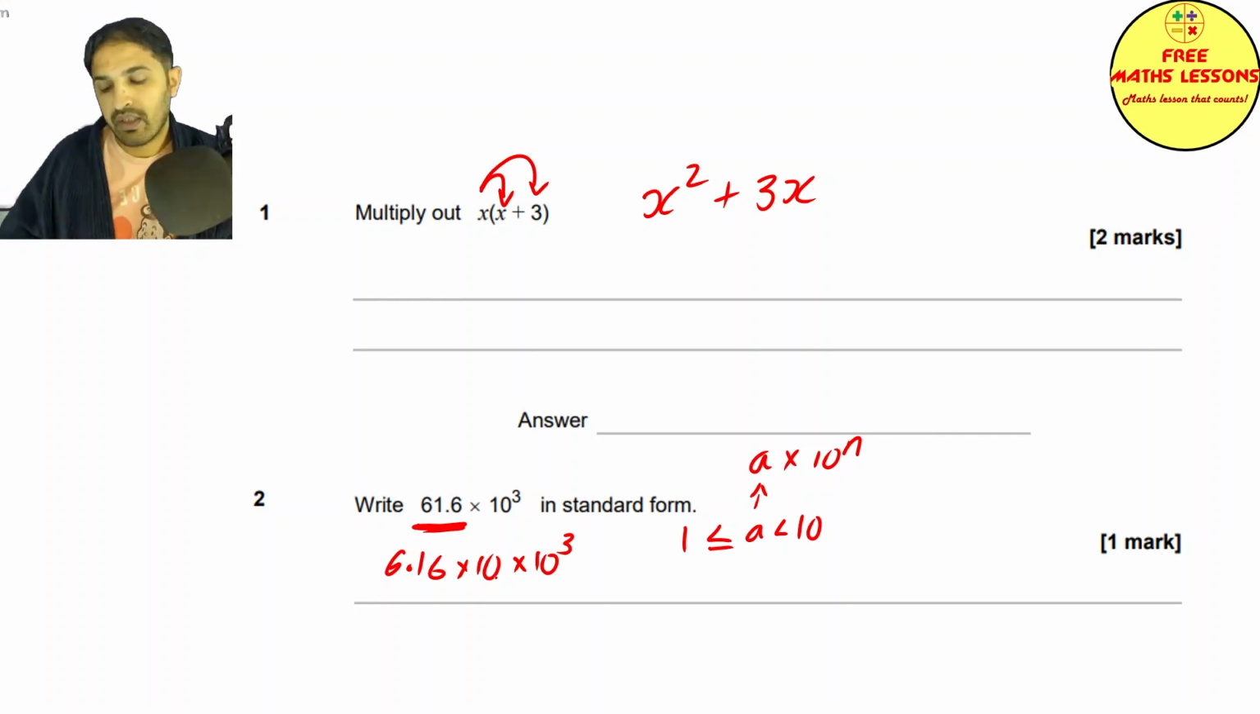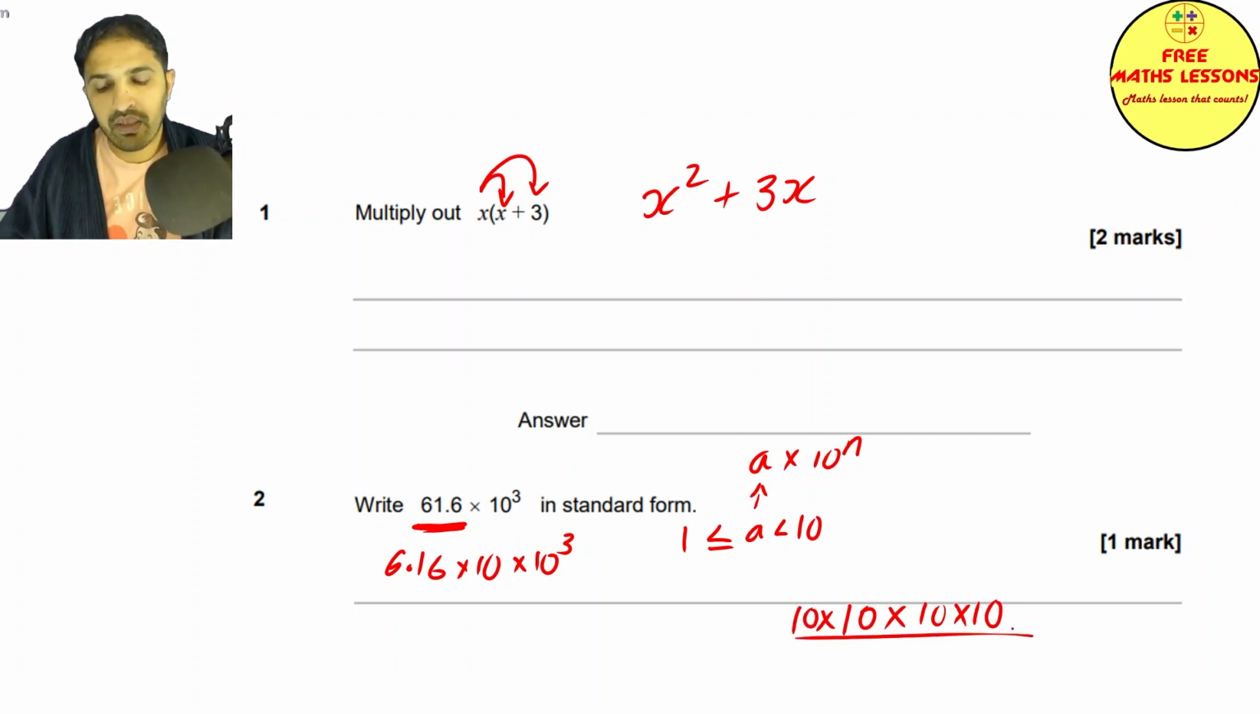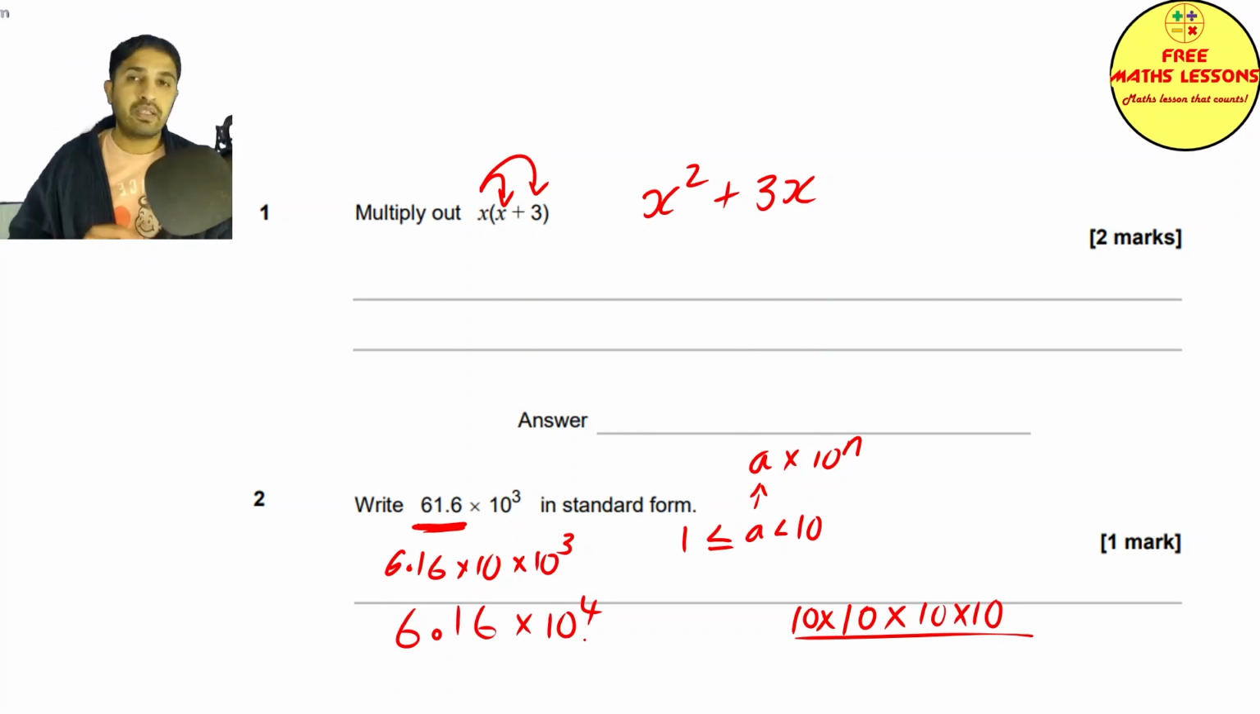So if you multiply the 10 by 10 to the power 3, this is what we would get. 10 multiplied by 10 multiplied by 10, that's 10 to the power 3, and we're multiplying it with 10. So this is what we get, 10 multiplied by itself 4 times. So we get our answer as 6.16 multiplied by 10 to the power 4. That's it. There's nothing more to it than that. Okay, and move on to the next part.